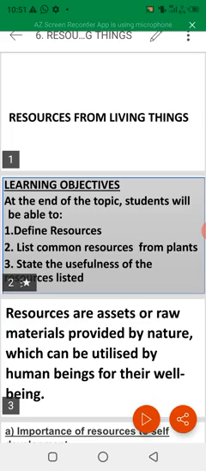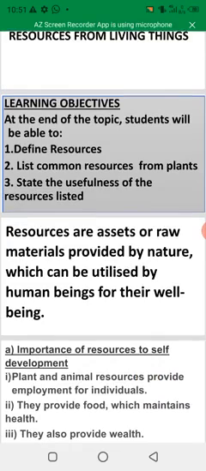Our learning objective, that is, at the end of this lesson, students will be able to what? Number one, define resources. Number two, list common resources from plants. Number three, state the usefulness of the listed resources.